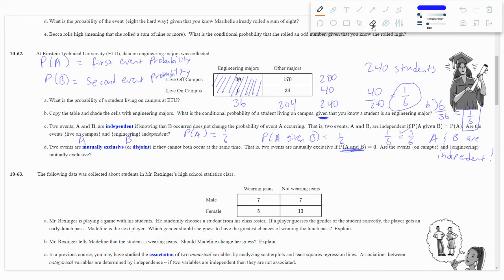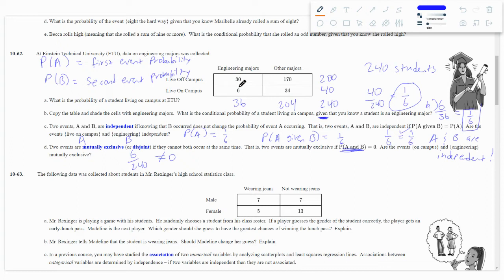So if we take a look at our table, I'm going to erase some stuff here, clear it up. Living on campus and engineering, that means this is the 6 here. 6 out of the total 240. Well, is that 0? I don't think so. 6 out of 240 definitely does not equal 0.